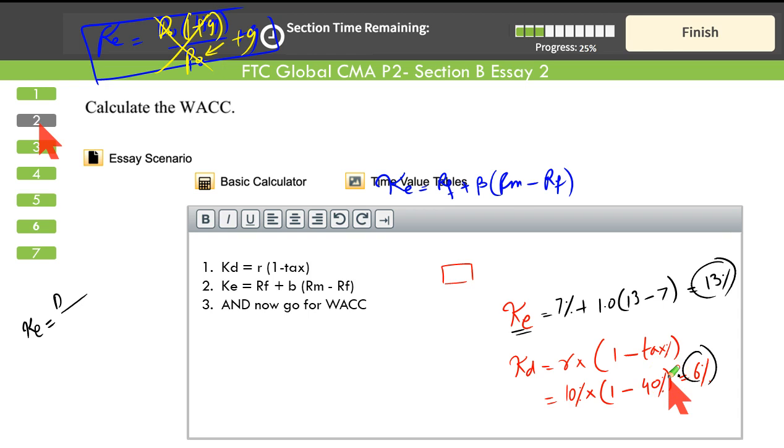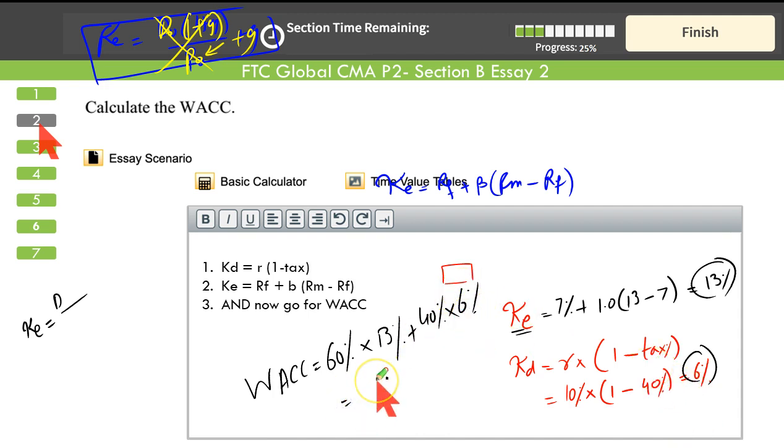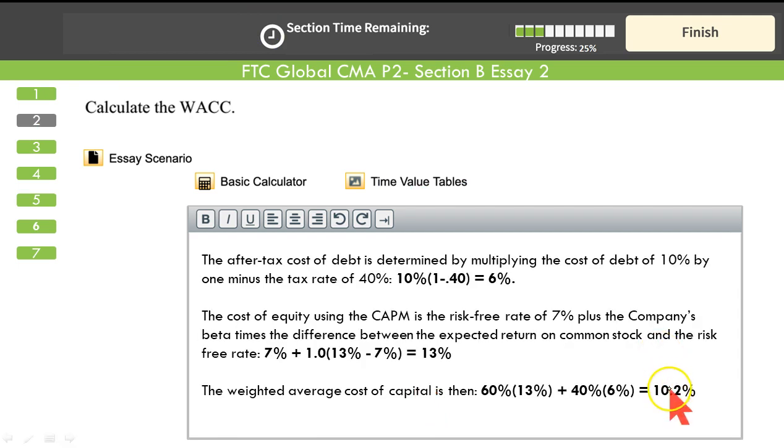How do we do that? Simply take the percentages they were given. 60% of the funding was to be considered from equity and 40% from debt. So WACC is going to be 60% from equity, that is 60% of 13%, plus 40% of debt, and debt here is 6%. So calculating these in a single go, 60% of 13 plus 40% of 6 gives you a weighted average cost of capital of 10.2%, right? 10.2% it is.